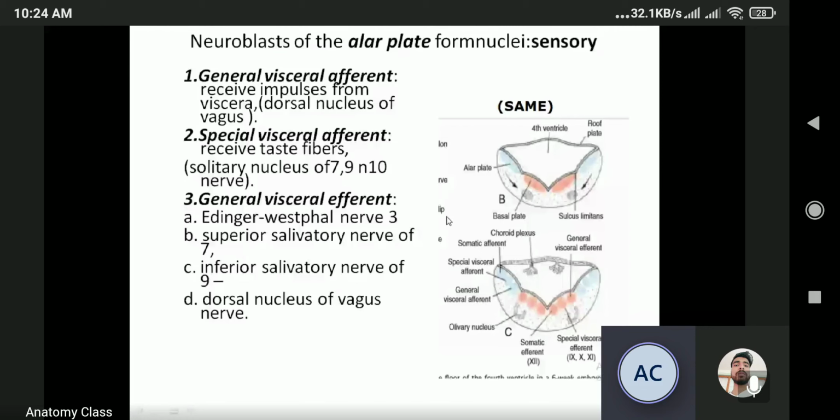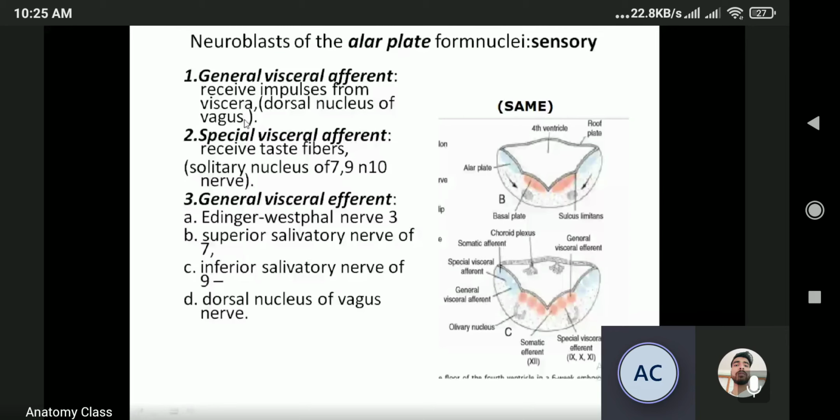And what is general visceral afferent? Impulse from viscera. This is visceral, so obviously the impulse is coming from viscera. And from which nucleus? Dorsal nucleus of vagus. Just remember V. General visceral, impulse coming from viscera, so visceral, and another V, that is dorsal nucleus of vagus, from this general visceral impulse is coming.